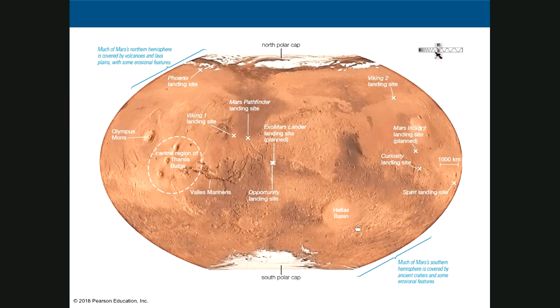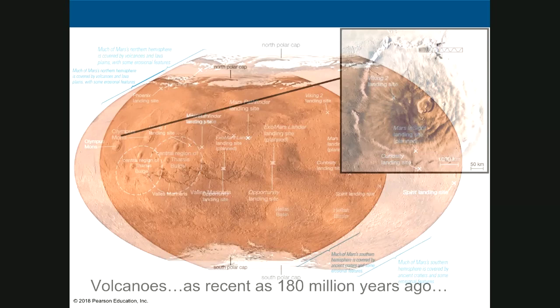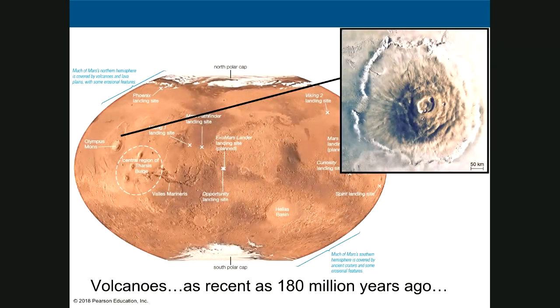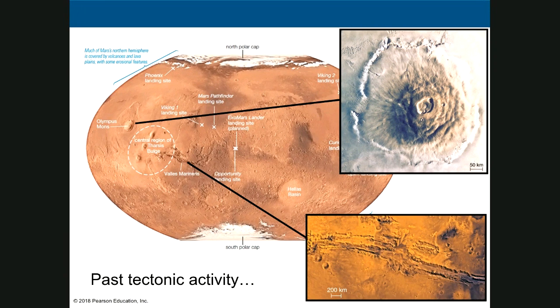You'll notice much of Mars's northern hemisphere is covered by volcanoes and lava plains with some erosional features, and then the southern hemisphere is covered by ancient craters and some erosional features. So we can sort of get a picture of what Mars looks like. And we can see here that volcanoes were active as recent as about 180 million years ago. That seems like a long time, but in a solar system where we're really talking about billions of years, in geologic time, 180 million years is not that long. But you know, it's not that short either.